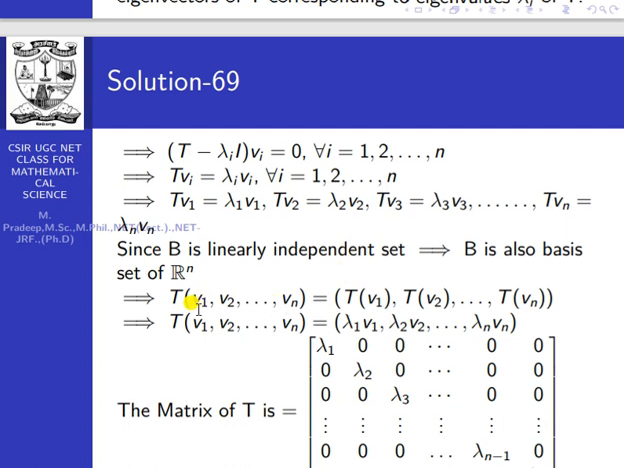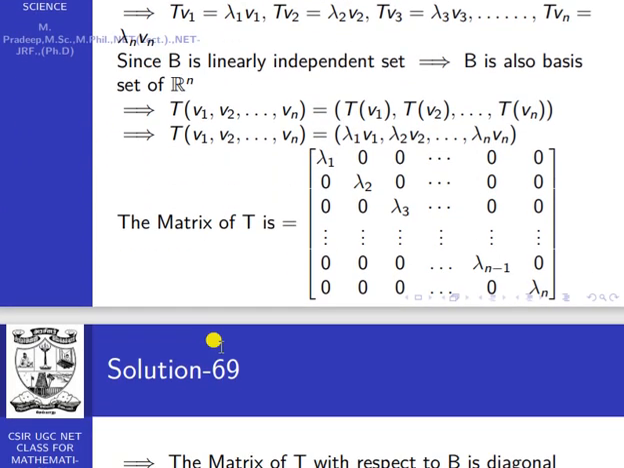From this we can construct the matrix corresponding to B. So T of v1, v2, ..., vn: v1 goes to T of v1, v2 goes to T of v2, up to T of vn. From this, T of v1 is lambda 1 v1, T of v2 is lambda 2 v2, T of vn is lambda n vn. Okay, so what is the matrix of T?